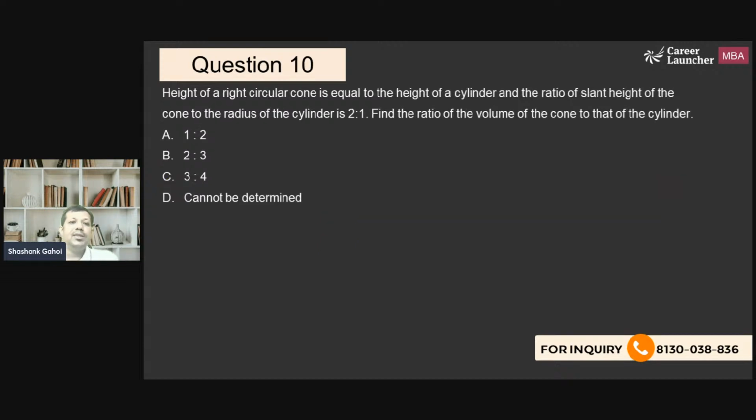Now let's see this question. What does it say? So this question says that the height of a right circular cone is equal to the height of a cylinder. So what I'm going to do, I'm going to draw the figure. Right circular cone is going to be this.